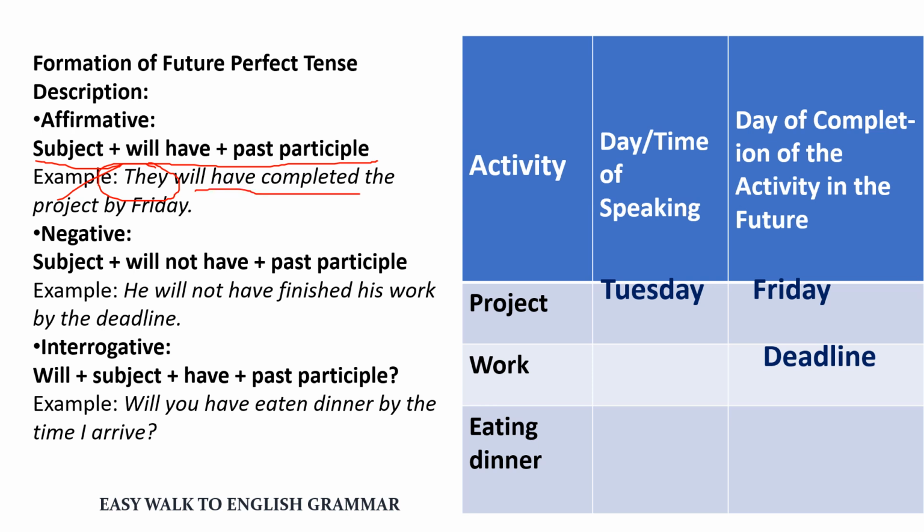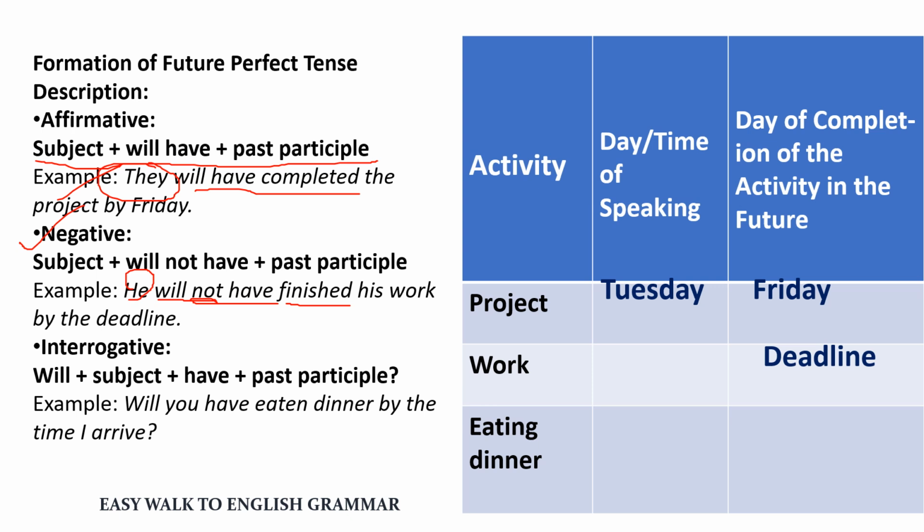Here, to the negative sentence construction. He will not have finished his work by the deadline. Subject, he, plus will not have. Not is the negative word added here, plus finished, past participle of the verb finish.